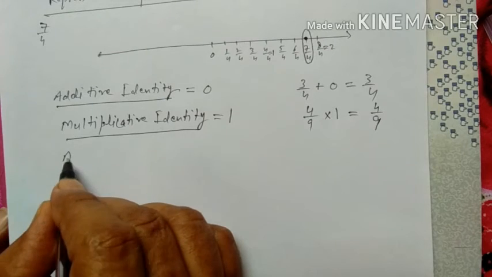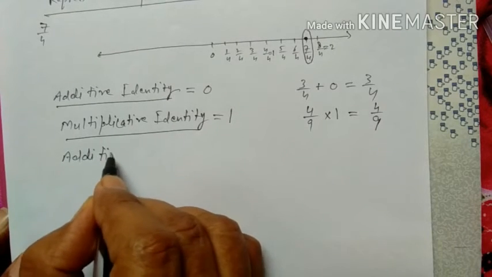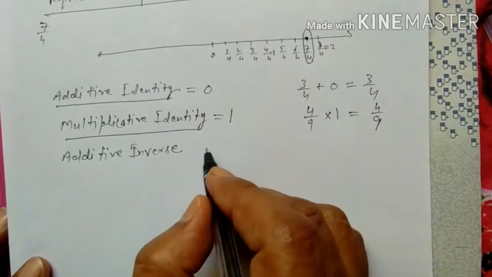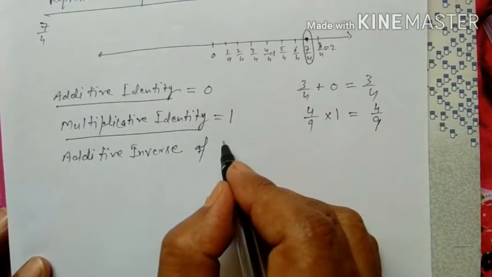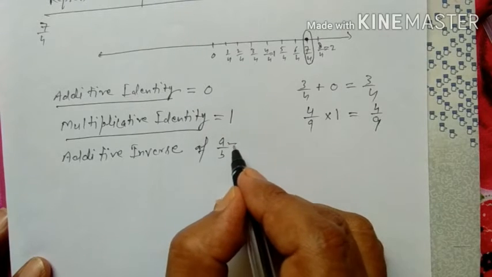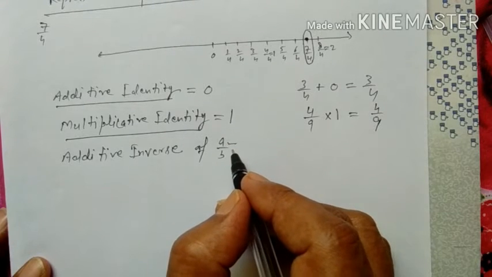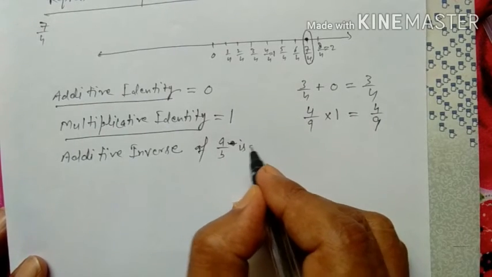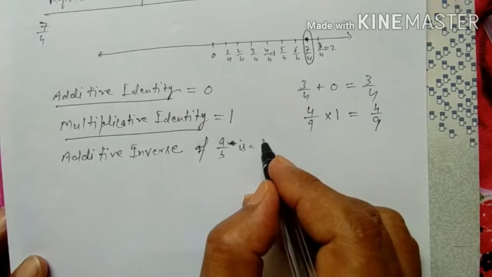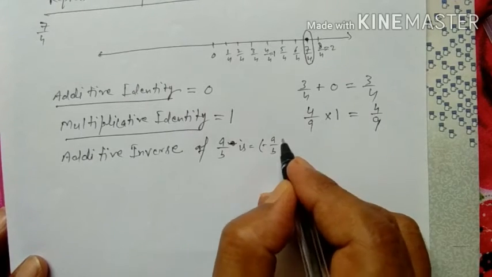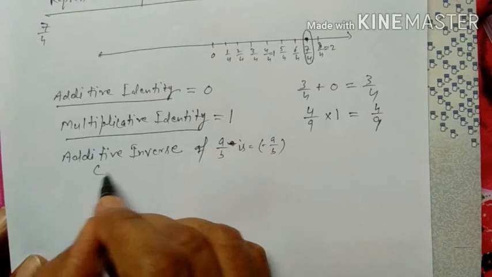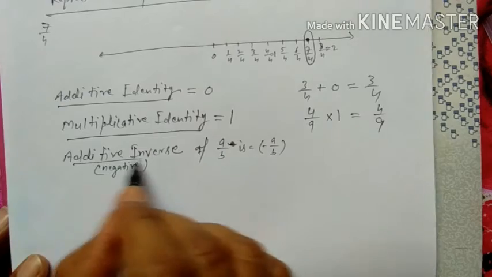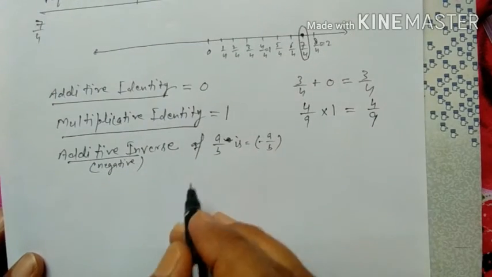So 1 is known as multiplicative identity. And third is additive inverse. Additive inverse of A by B is equal to minus A by B. It means negative. Additive inverse means negative of the number.